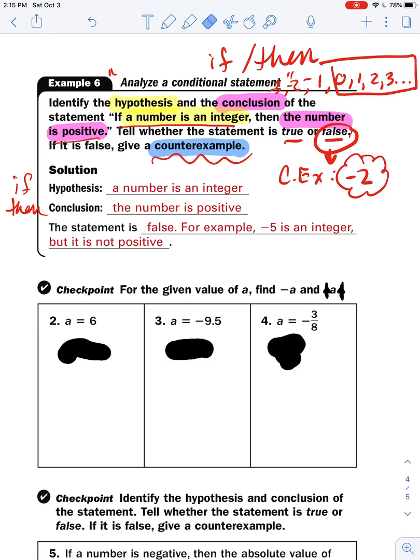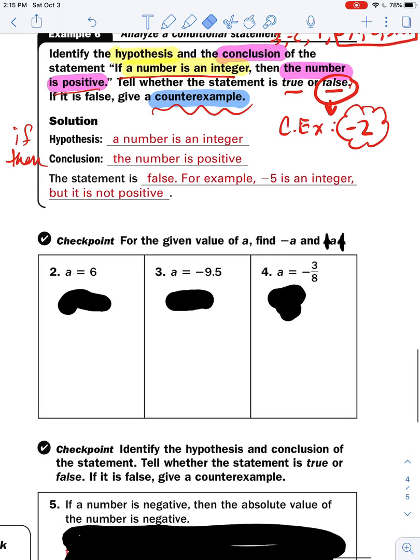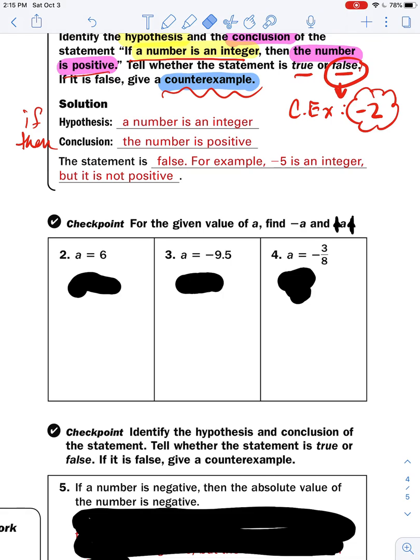Okay, so let's go through here. It says for a given value of A, find the opposite. So we're doing two things. We're practicing two things: find the opposite of A and find the absolute value. So we're going to do both of those things.